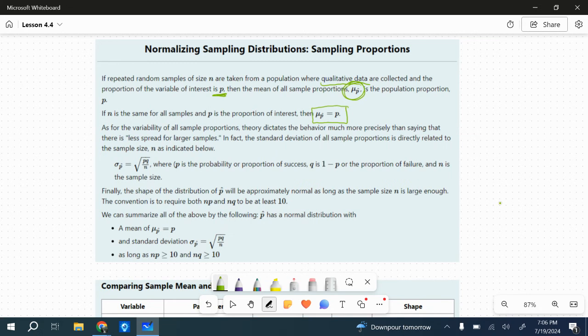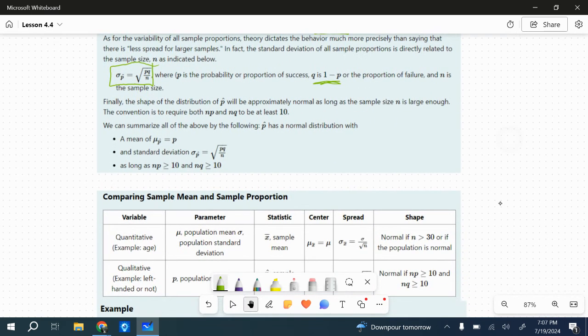The next super important formula we want to talk about is the standard deviation. The standard deviation is the square root of p times q divided by n, where q is 1 minus p. But this only works as long as n times p is greater than or equal to 10 and n times q is greater than or equal to 10. There are a lot of words up here that I didn't read to you, but this is the key. This is what we have to know, and it's something I would jot down in my notebook.